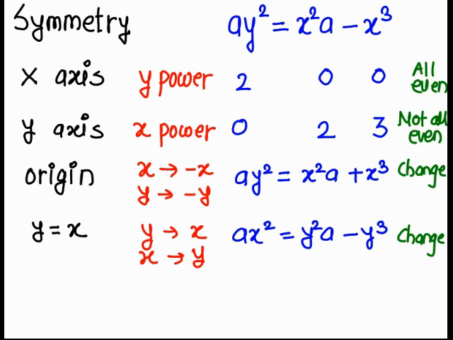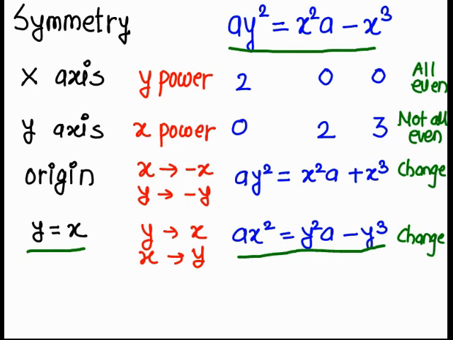Now we need to check symmetry along y equal to x. For that we replace y by x and x by y in this equation. When we replace y by x, we get a x square is equal to, replacing x by y, y square a minus y cube. This equation and the original equation are totally different, so there is a change in the equation, which means it is not symmetric about y equal to x.